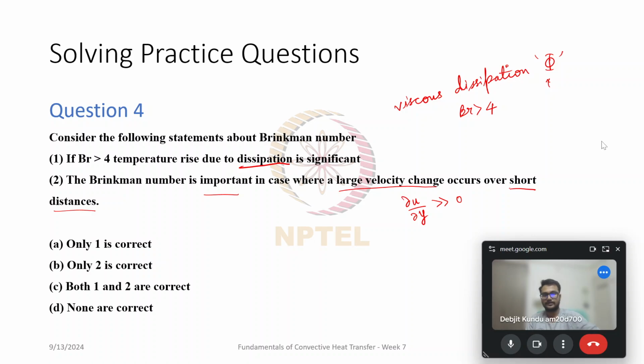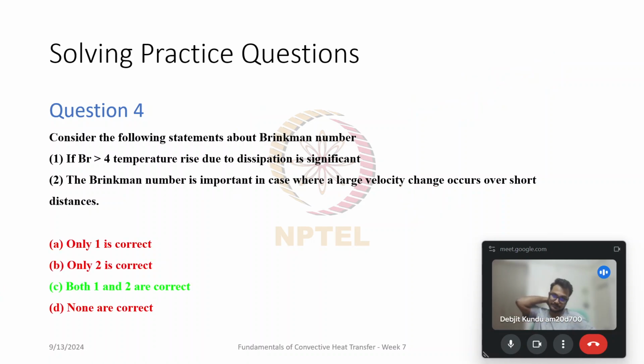All right, so let's take a look at the solution. It's actually option C, that is both 1 and 2 are correct. First of all, let's look at statement 2. We already explained that large changes over short distances simply means that these gradients are high, and that itself causes a high value of the viscous dissipation, and that's where it becomes significant. And this Brinkman number greater than 4 really has another significance.